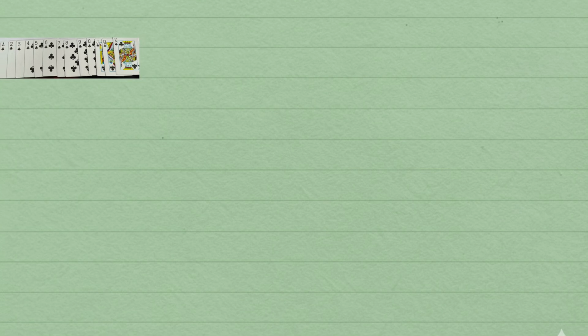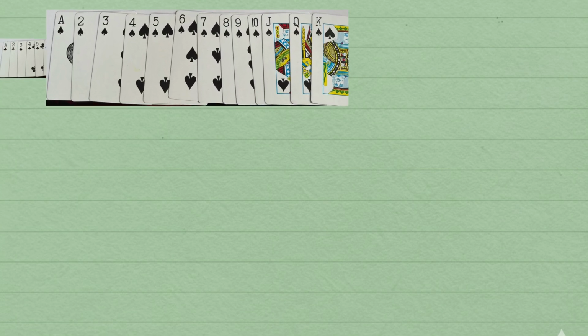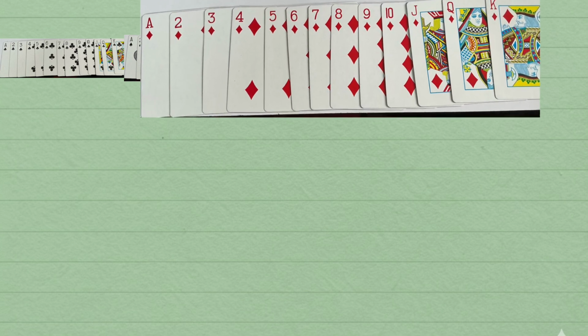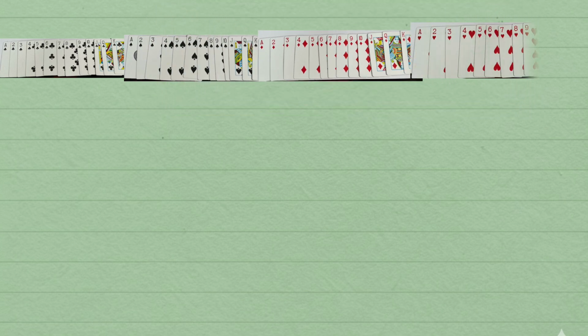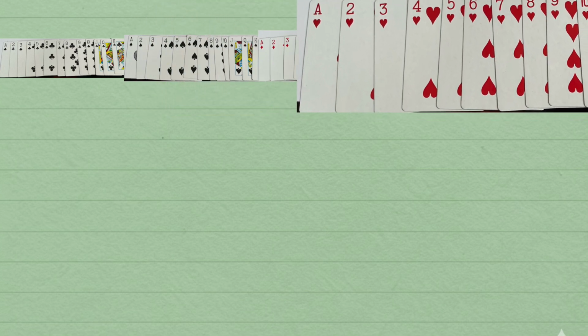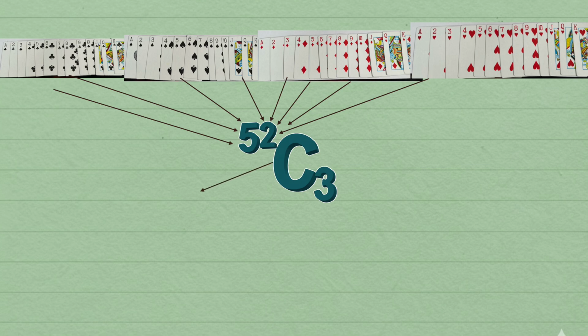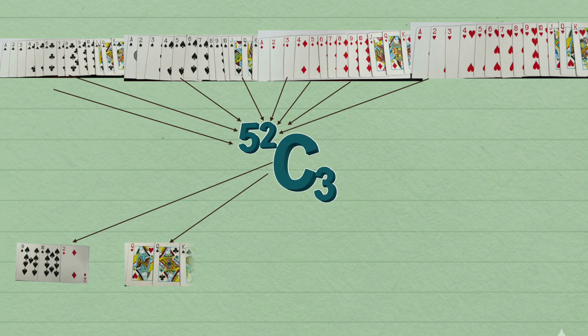It takes all 52 cards as input and generates an exhaustive collection of every possible group of 3 cards that can be formed from the deck. Thus, when we input these 52 cards into the formula, it outputs every possible group of 3 cards that can be formed from the deck.